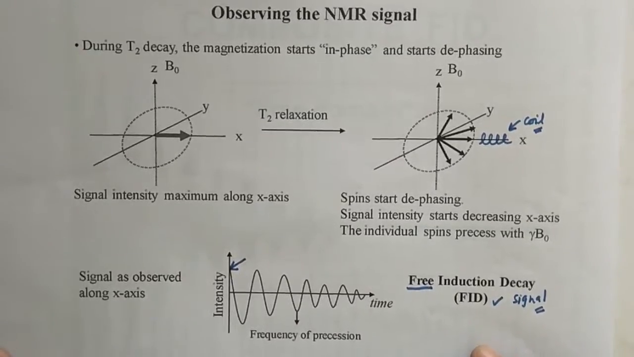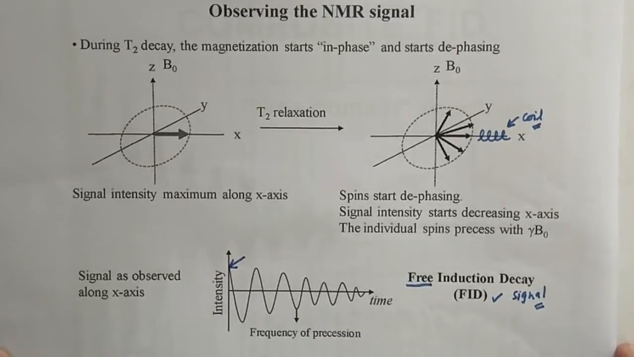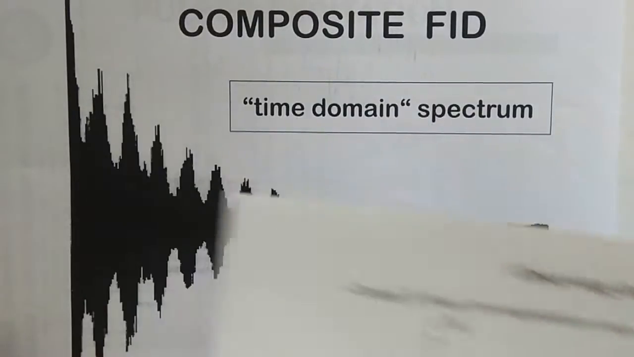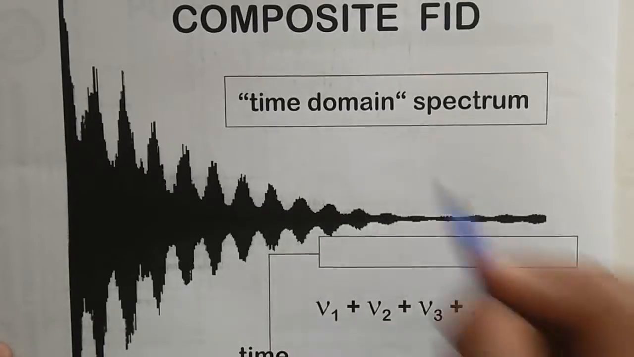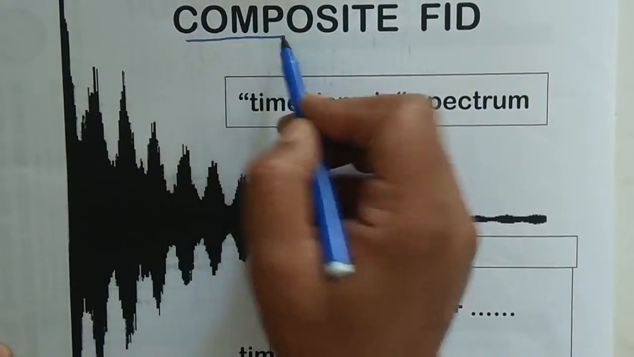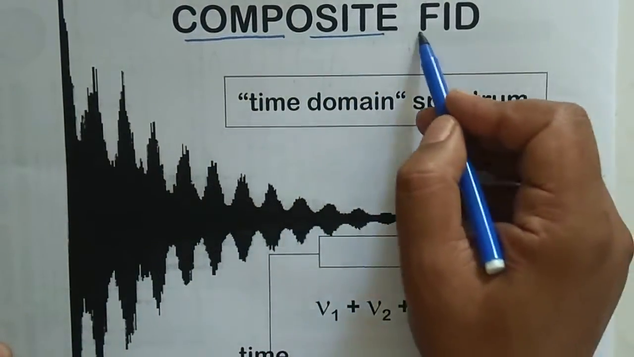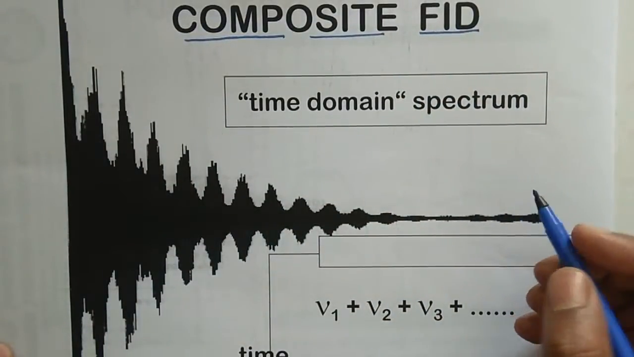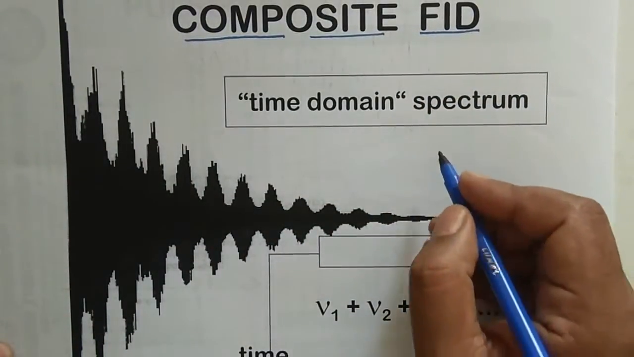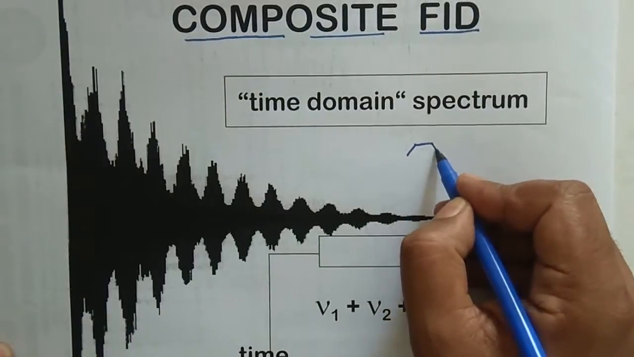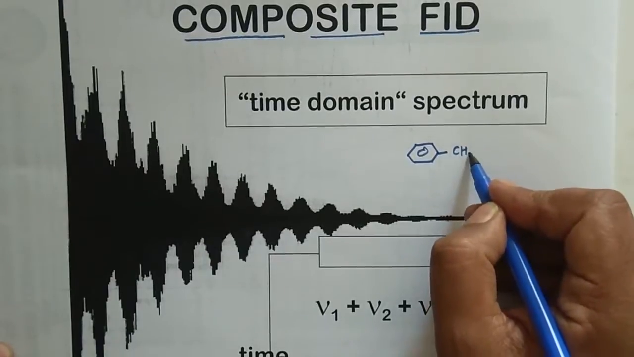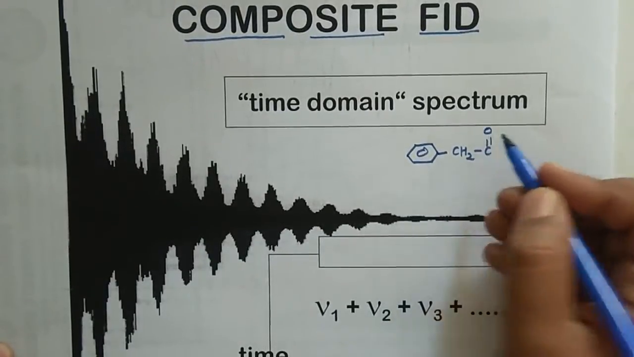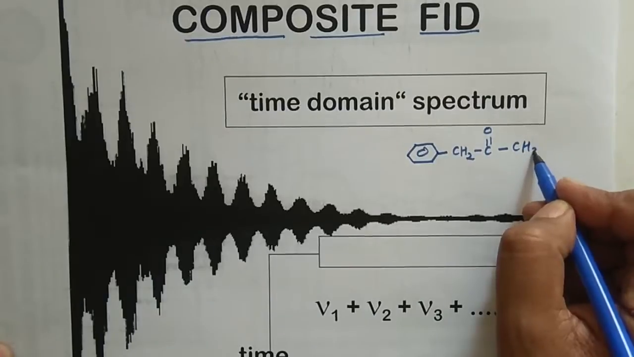Now the question comes, how does your FID look? Again in this particular slide, this is your FID, free induction decay signal, and what I have written here is the composite FID. So what is the meaning of the composite FID? For example, you have this structure. This is the structure of phenylacetone: phenyl, CH2, C double bond O, CH3, right? Say this is the structure.